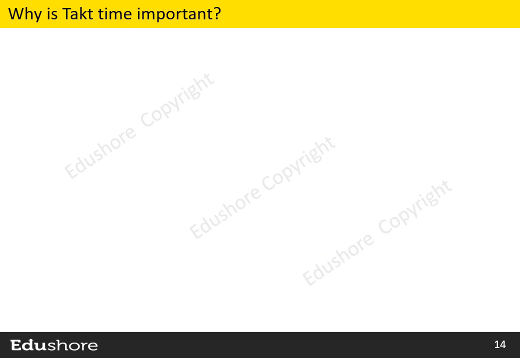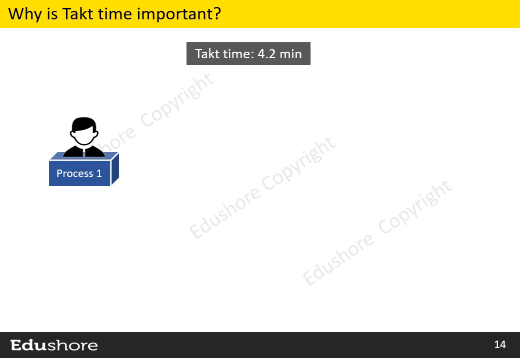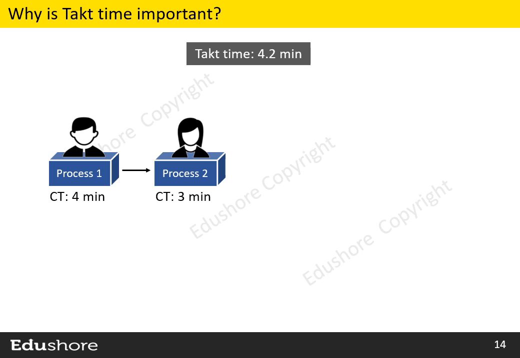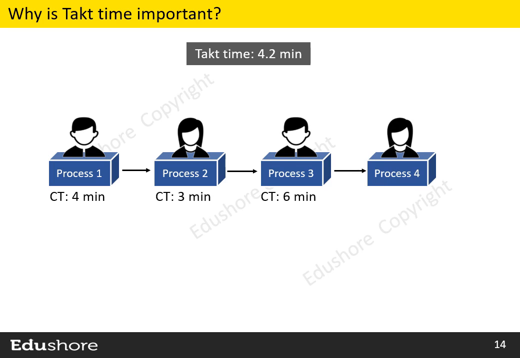Now, using the same example, let us understand why this tact time is very important. As we have calculated, the tact time is 4.2 minutes. Let's say the overall process has 4 sub-process steps. The sub-process step 1 has a cycle time of 4 minutes. The process step 2 has a cycle time of 3 minutes. The third one has a cycle time of 6 minutes. And the last process step has a cycle time of 2 minutes.